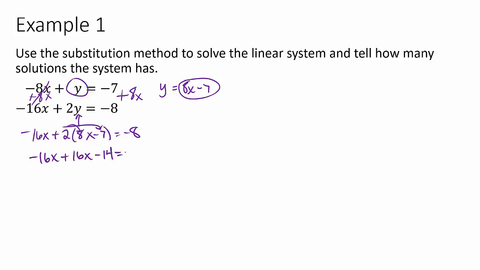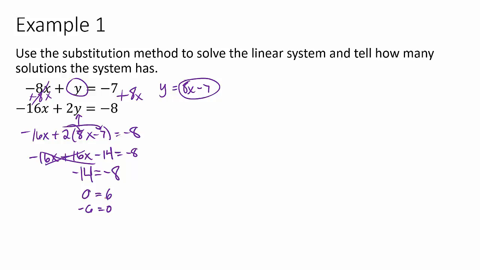And here's what happens whenever we have a special case: negative 16x plus 16x gives us 0x. In other words, they cancel each other out. Negative 14 now equals negative 8. And we can stop here, or you could keep going and add 14 to both sides and get 0 equals 6. Or add 8 to both sides, and that would give us negative 6 equals 0. Doesn't matter which of these three places we stop at, and we don't need all three.